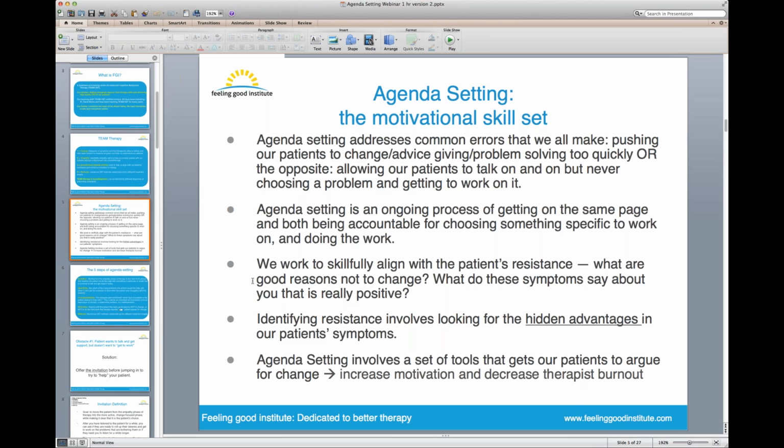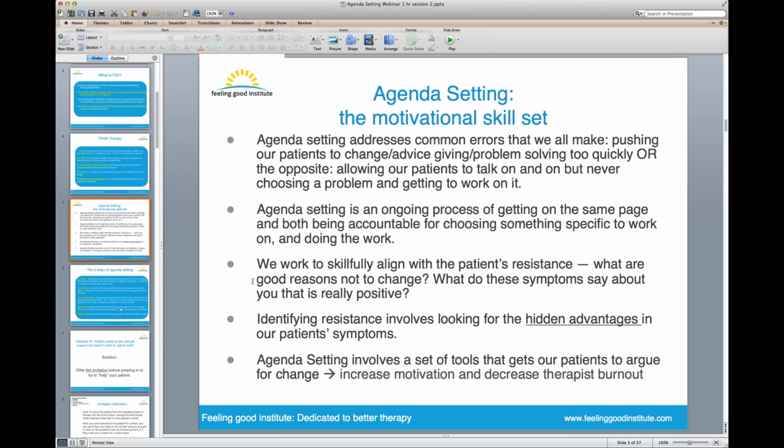These are the ideas that we want to talk to our patients about, because if we don't identify and help our patient to see real good reasons not to change, they'll probably end up sneaking up later and leading to stalled therapy. So as you can see, identifying resistance oftentimes involves looking for hidden advantages or positive values in our patient's symptoms.